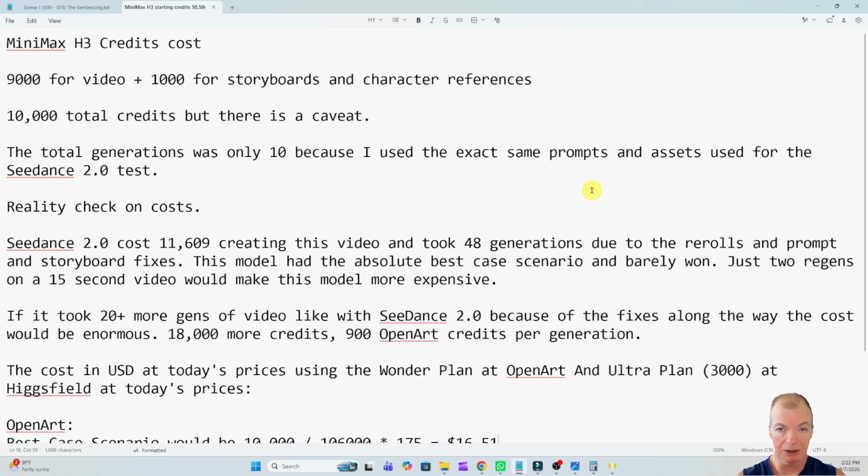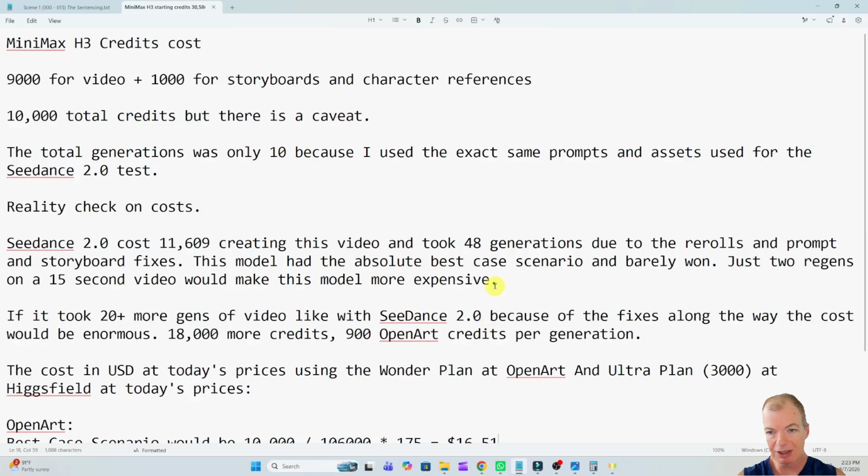I didn't need to regen anything, but when I did the same thing in Seedance 2, because I had to make corrections to the storyboards and to the prompts and everything, it actually was 48 generations. So it was a lot more effort to do that inside of Seedance 2, and its total cost was only $11,609. So when you look at these two prices, if there would have even been a slight difference in regens, like for instance, we're creating our storyboards and we're fixing the prompts, it would have only taken 2 little mistakes, and we would have ended up costing more with the MiniMax H3.